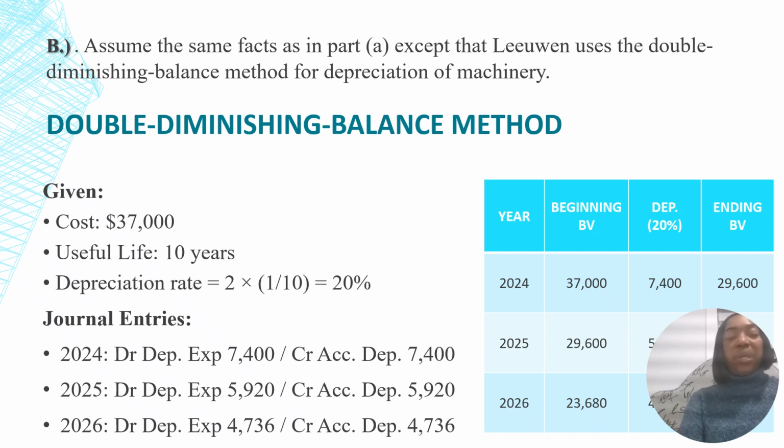This approach recognizes that assets are most productive early in their life. It also aligns expenses with higher internal revenues, offering a more realistic expense pattern. It reduces early year profits but provides better matching of costs to usage.